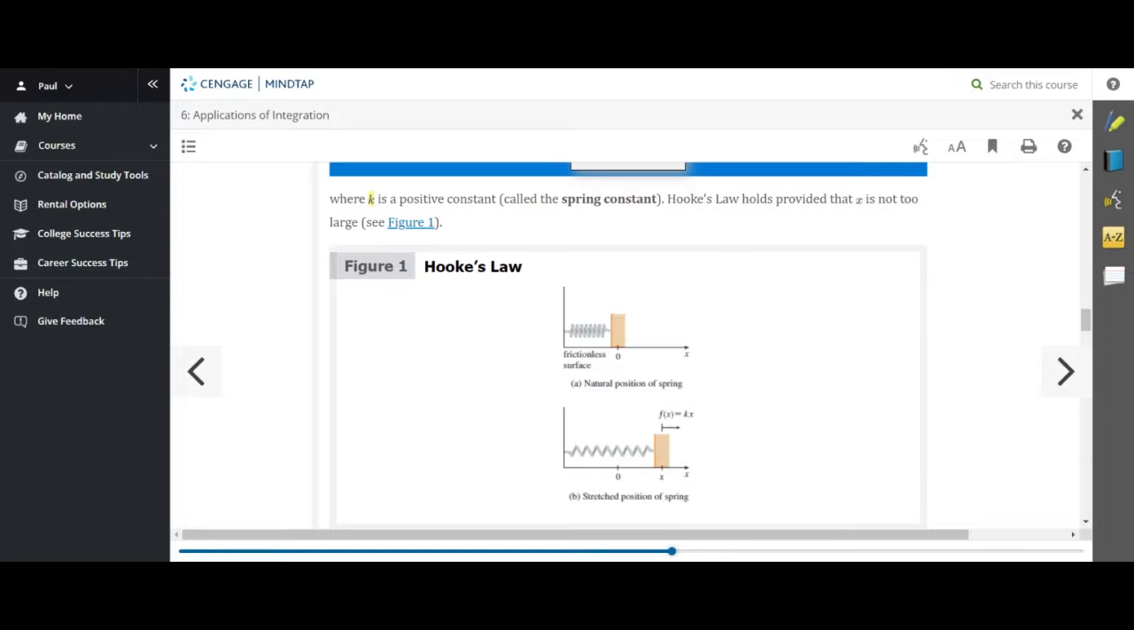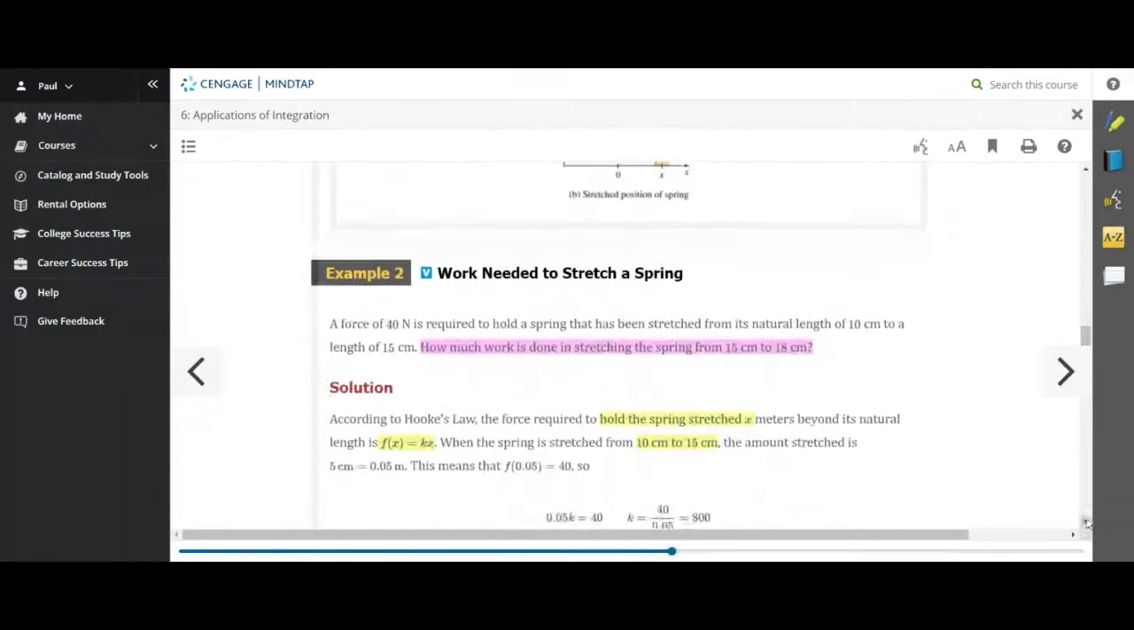The more you stretch the spring, the greater force you need to keep the spring stretched, because what does the spring want to do? It wants to do what's called a restoring force. If the spring is stretched, it wants to contract if you let it go, and you have to use force to keep the spring stretched. And the more you stretch the spring, the greater the force you need. So Hooke's law, let's look at an example there.